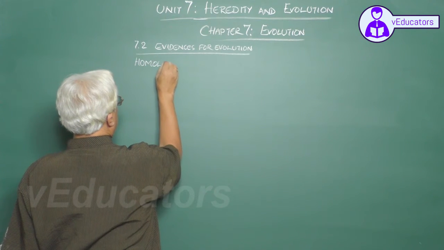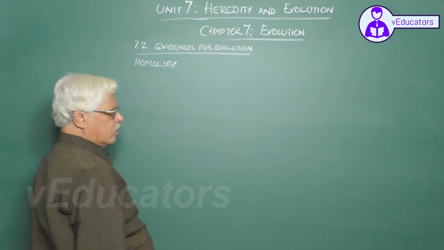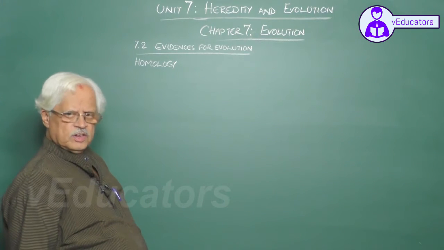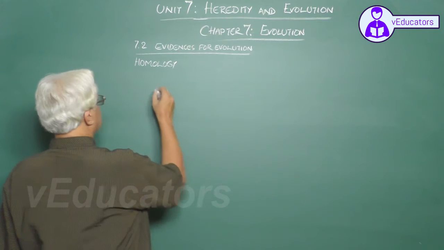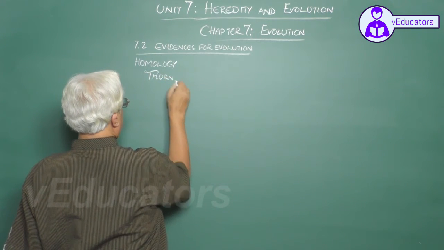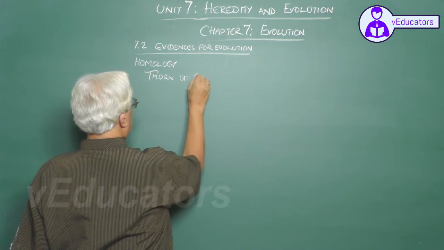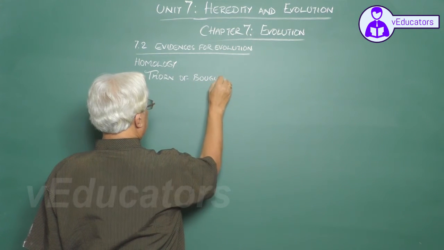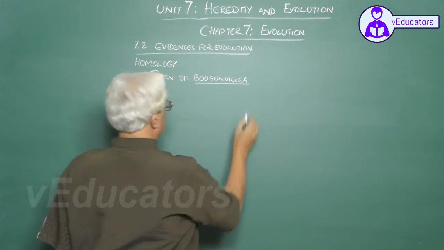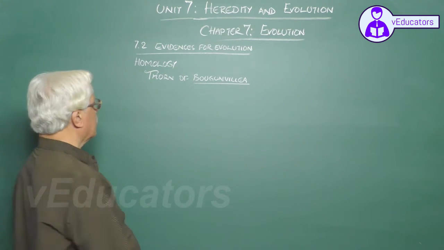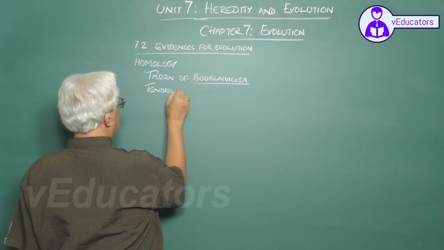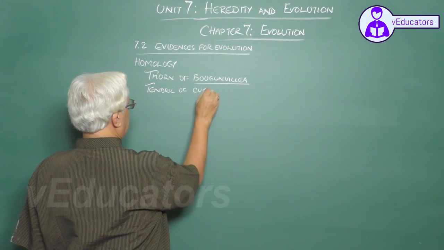Let us take another example for homology. Homology need not be seen only in animals. It is seen even in plants. For example, examine the thorn of the plant Bougainvillea and the tendril of the plant Cucurbita.